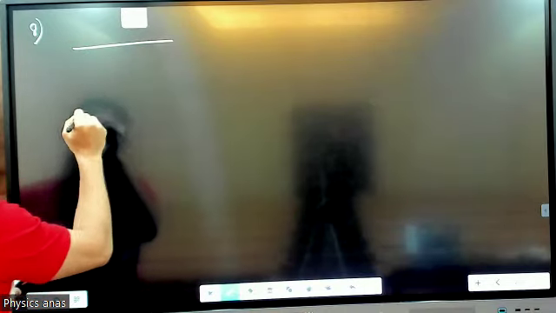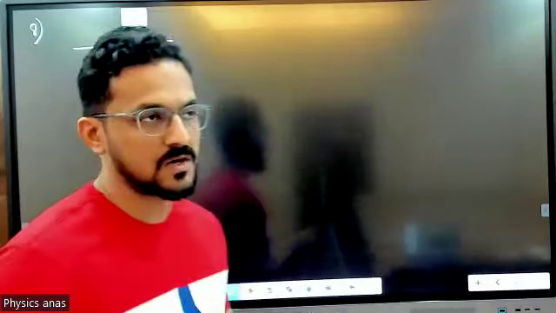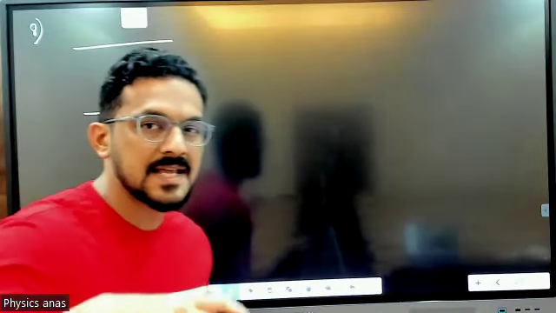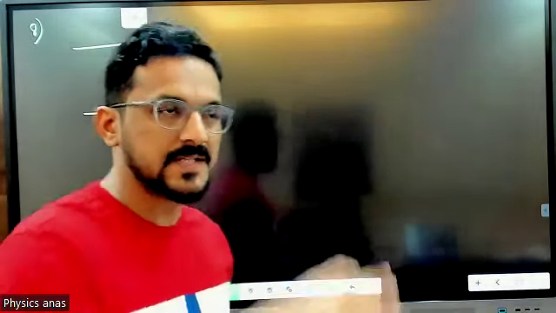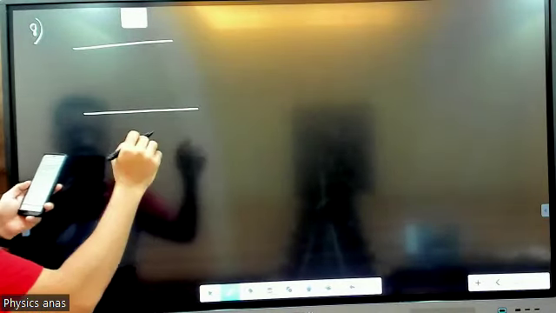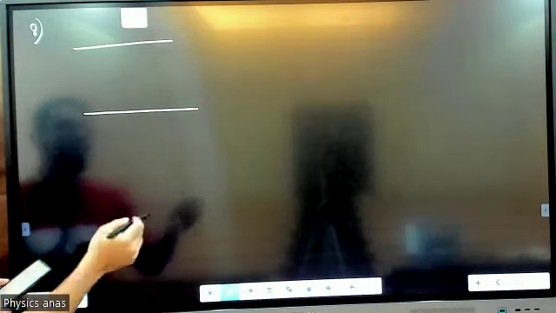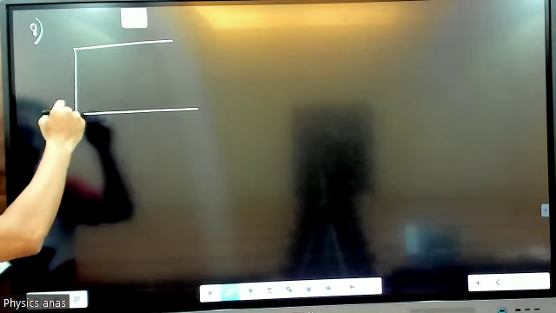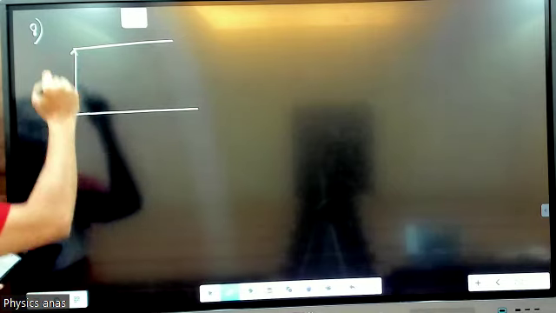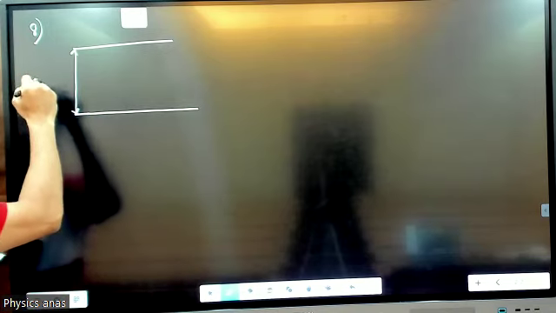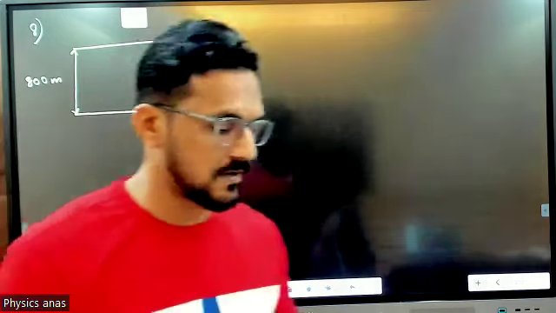So I am showing a river here. This is the top view of a river. I am seeing the river from the top. And the river is 800 meter wide. It is like this, 800 meter wide. 800 meter is the width of the river.